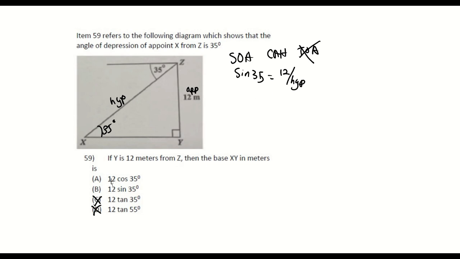it would not be equal to this. The one was for sine. If I have to carry this across, it would be hypotenuse sine 35 is equal to 12. So my hypotenuse, which is what I'm trying to find, because it's, sorry, oh my gosh, it is XY we're trying to find, not the hypotenuse. This is why, guys, you have to read your questions carefully, right?